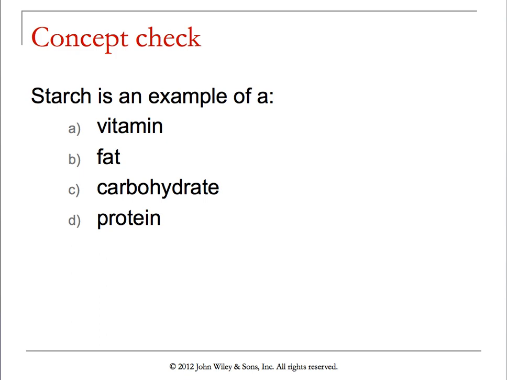All right, one last question before we move on. Starch is an example of A, vitamin, B, fat, C, carbohydrate, or D, protein. All right, C, carbohydrate is the correct answer.